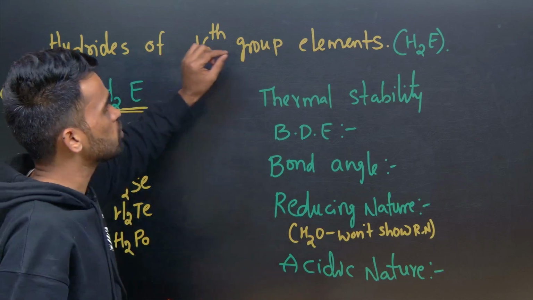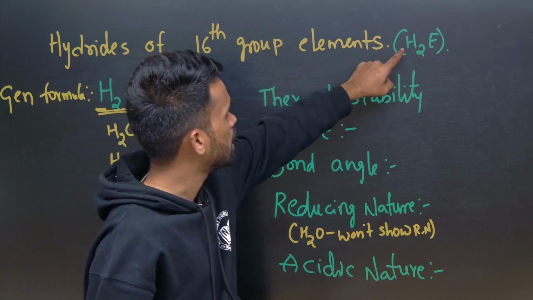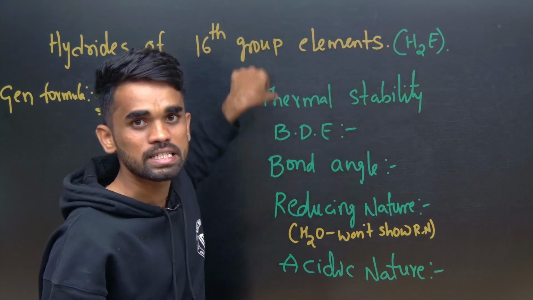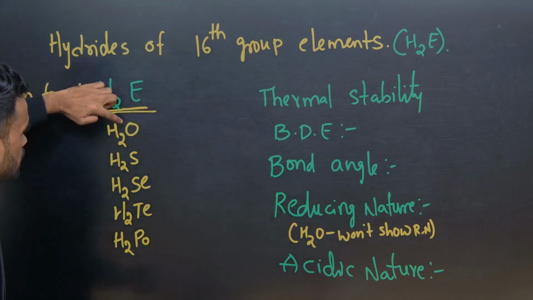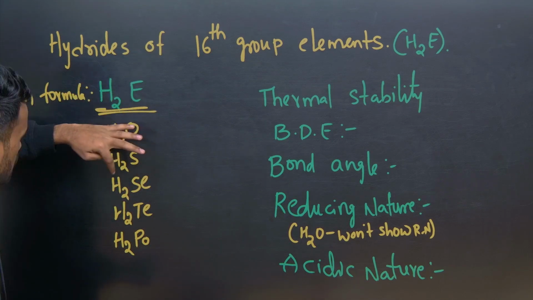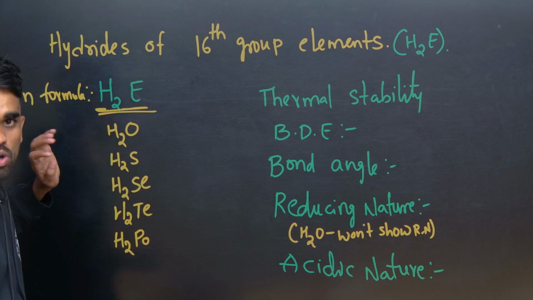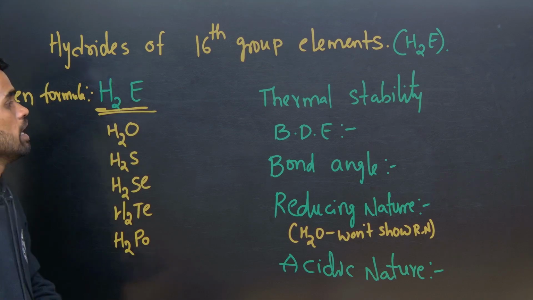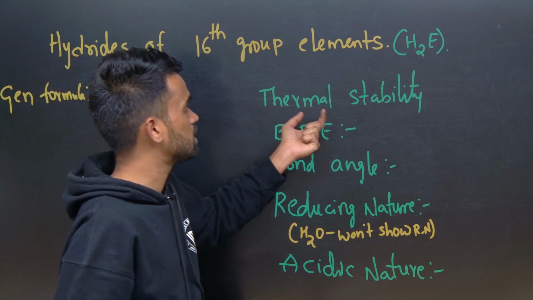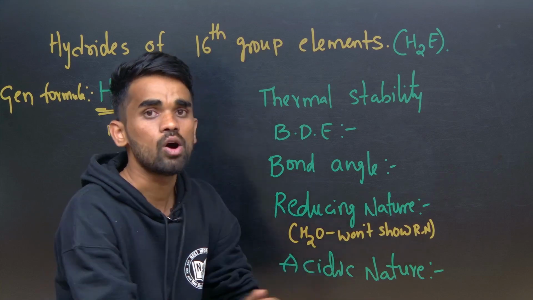The hydrides of group 16 generally have the formula H₂E, where E represents a group 16 element. Like this: water, H₂O, H₂S, H₂Se, H₂Te, H₂Po. So these are the hydrides. Now what about their properties? What about their thermal property? How can we understand this?